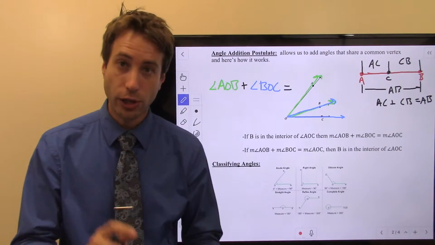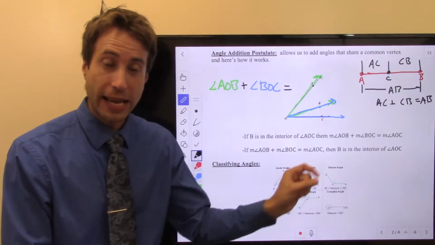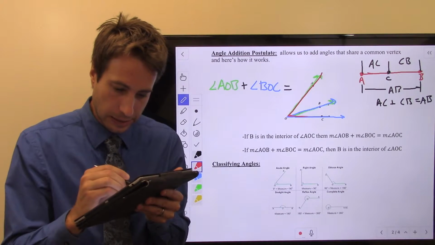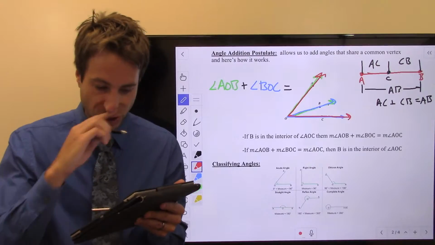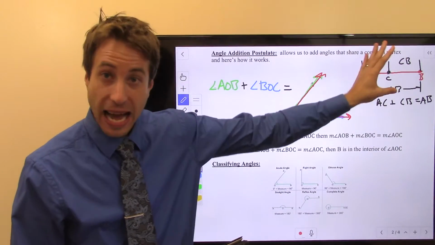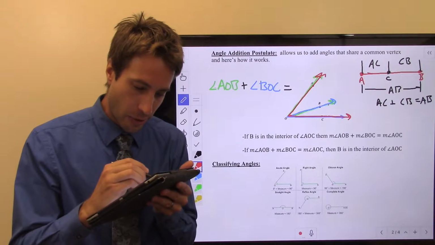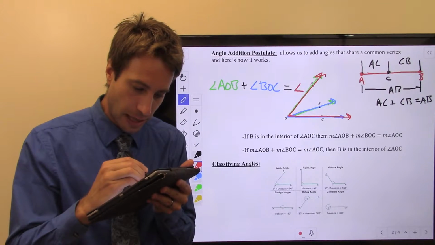Is equal to, right? Add those two angles together. What do you get? You get that bigger angle, right? It's just like the line segment addition postulate. We have the angle addition postulate, where that would be equal to the angle AOC.